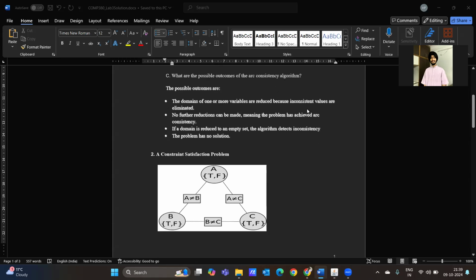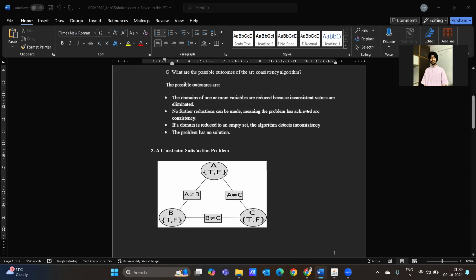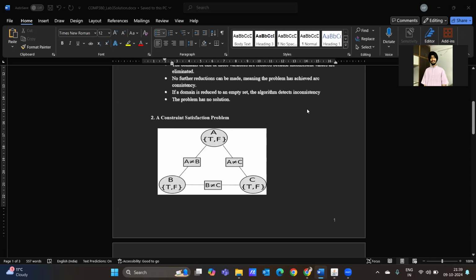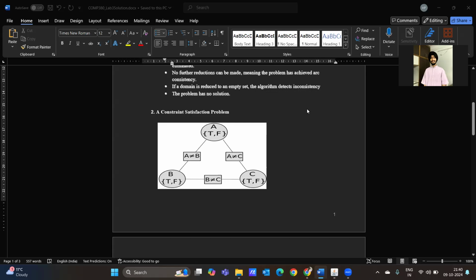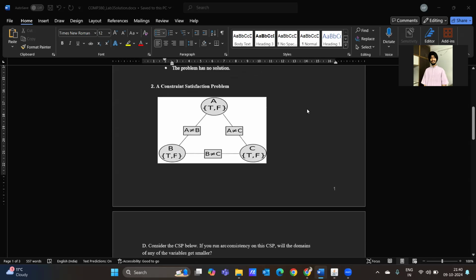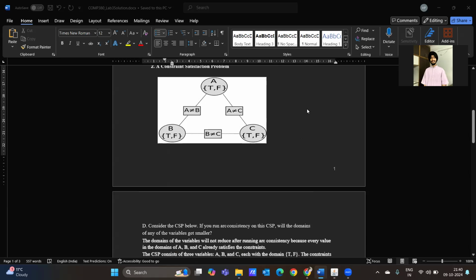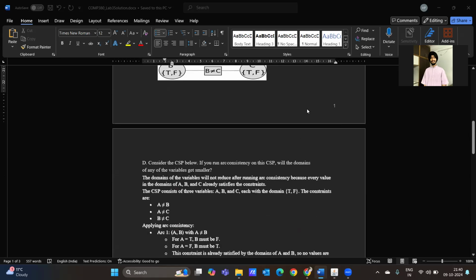Let's move to part C. What are the possible outcomes of the arc consistency algorithm? The problem has no solution. The domains of one or more variables are reduced because inconsistent values are eliminated. No further elimination can be made, meaning the problem has achieved consistency. If a domain is reduced to an empty set, the algorithm detects inconsistency.